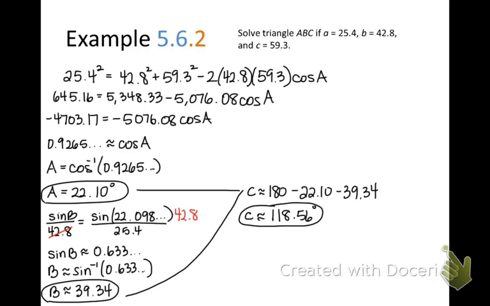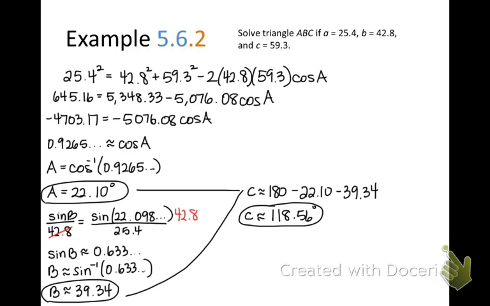Am I done solving this now? Yeah, I know all three sides and I know all three angles. Are there any questions about how to use the law of cosines given three sides or the law of cosines given side angle side? We good?